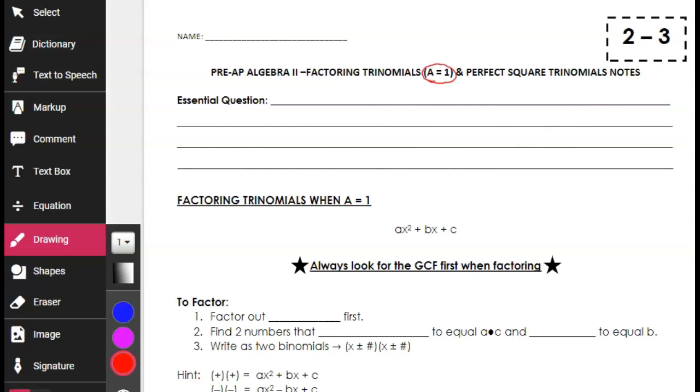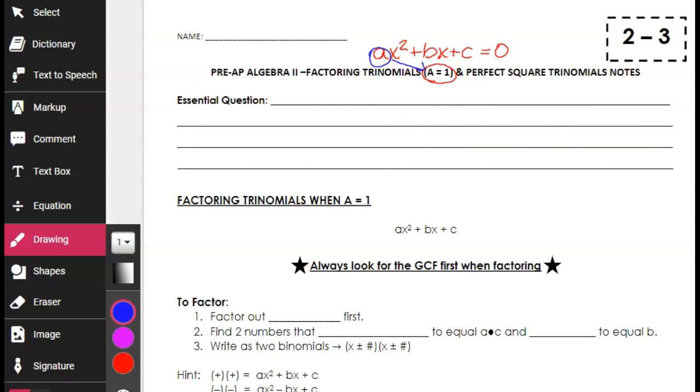So your standard form of a trinomial is ax squared plus bx plus c, and it should equal 0, or perhaps it doesn't equal anything. Perhaps you just have the ax squared plus bx plus c. A, b, and c are supposed to be coefficients and a constant, so they're actually supposed to be numbers. And what we're talking about here when we factor trinomials where a equals 1 is this a value right here being 1.